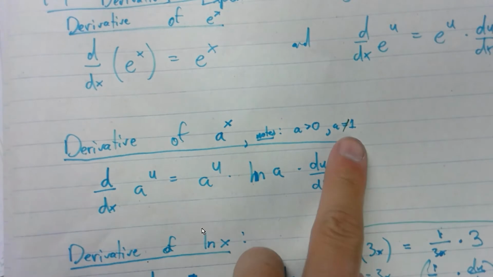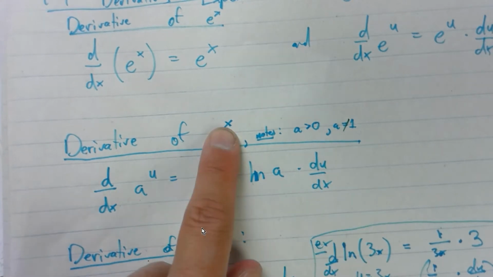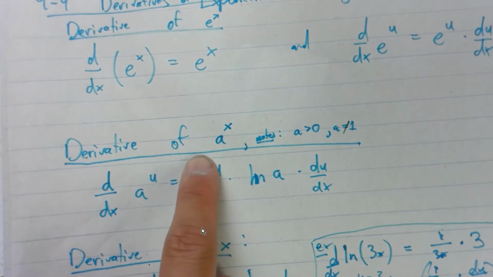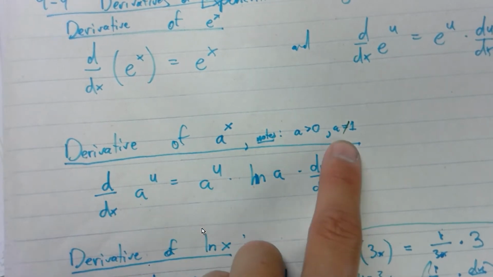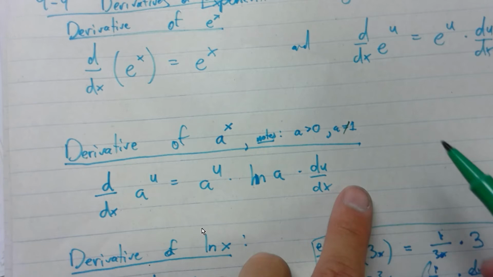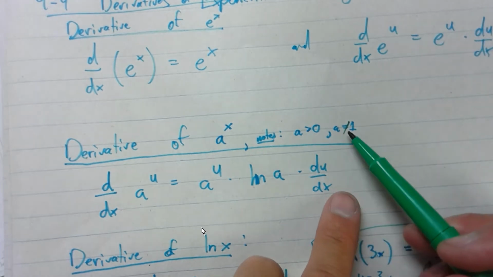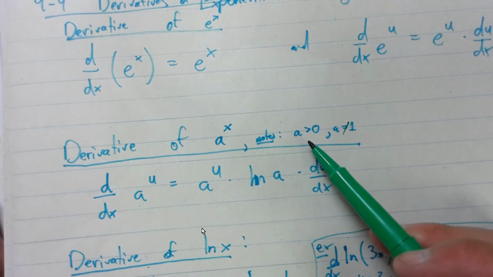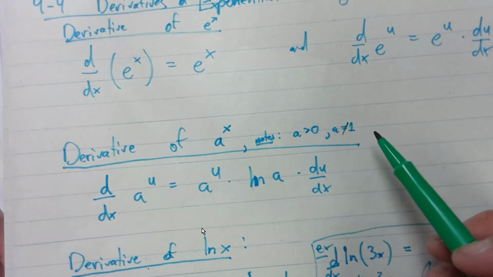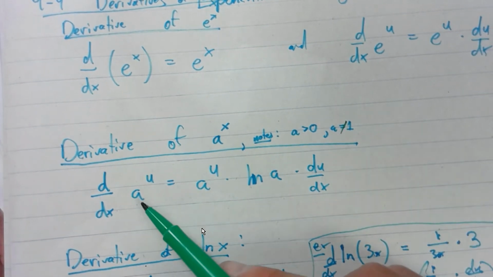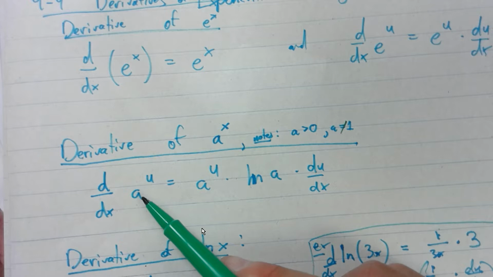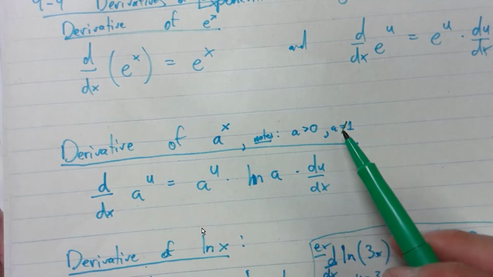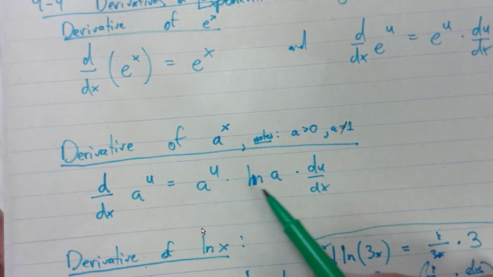That a just can't be equal to 1, because 1 to the power of anything is just 1. So this derivative doesn't really apply to these two situations. So we just can't have a situation where a is equal to 1 or a is equal to 0. Okay. So this is what it would be equal to. A is just any constant, and with those two parameters, it has to be greater than 0 and not equal to 1. And then this is the formula.